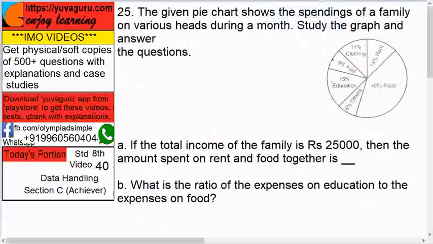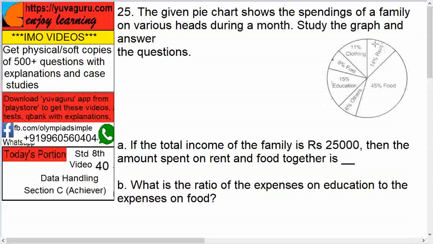Next, the given pie chart shows the spending of a family on various heads during the month. Now what is the pie chart? I have explained it in my earlier videos on the same chapter. Check that. Study the graph and answer the following questions.